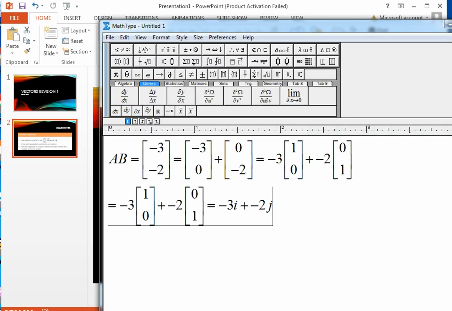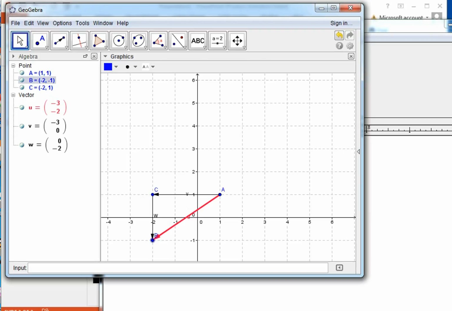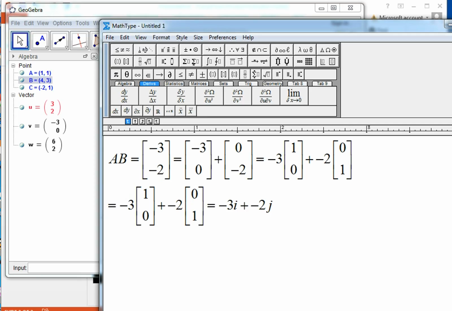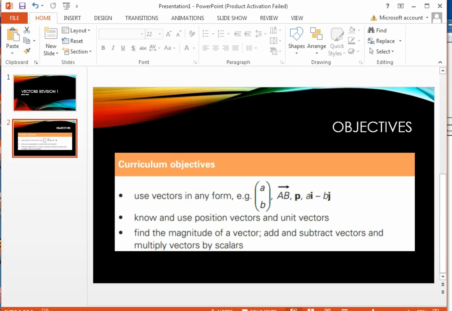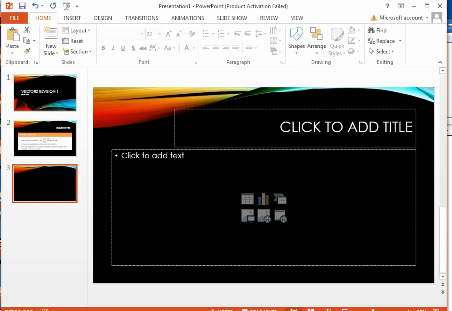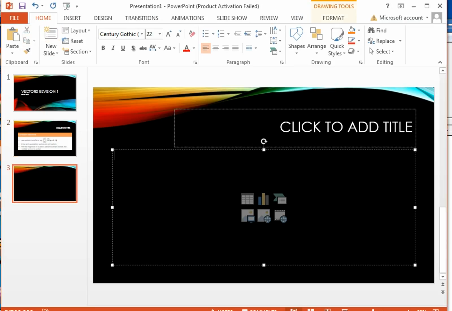Alright? Any vector like this one can be named using two different unit vectors, i and j. Let me copy this one in the PPT.